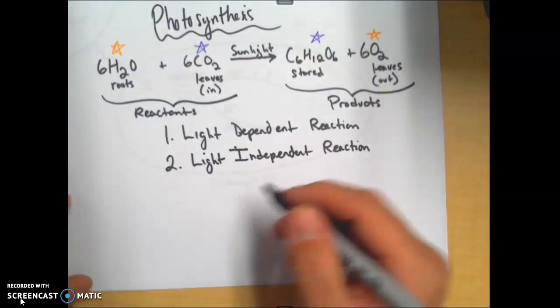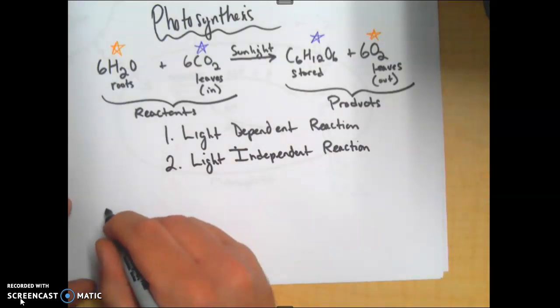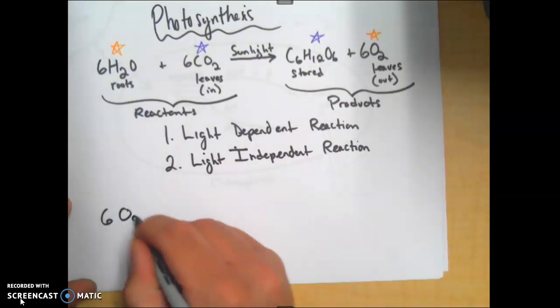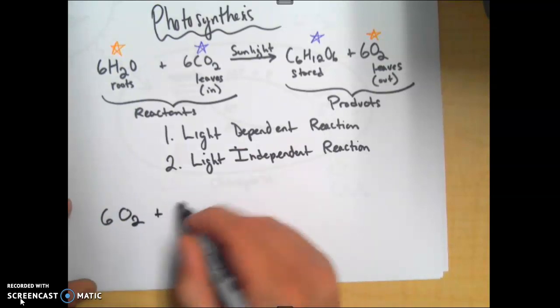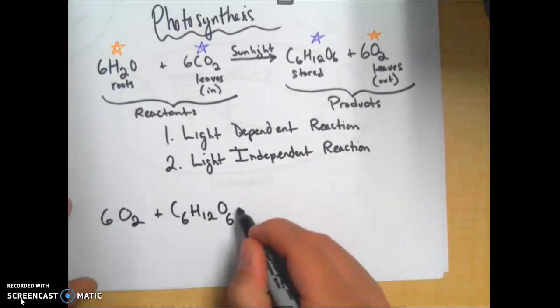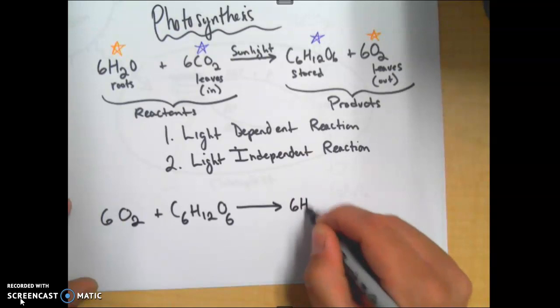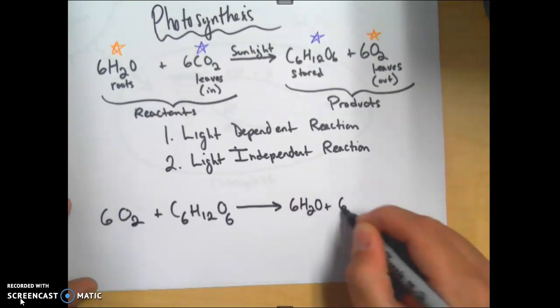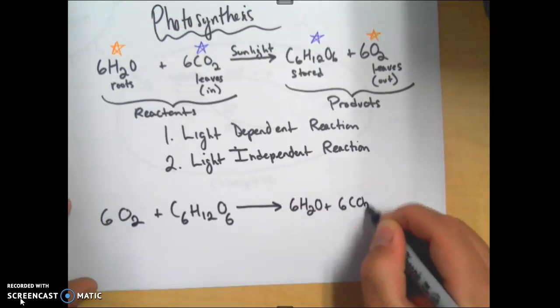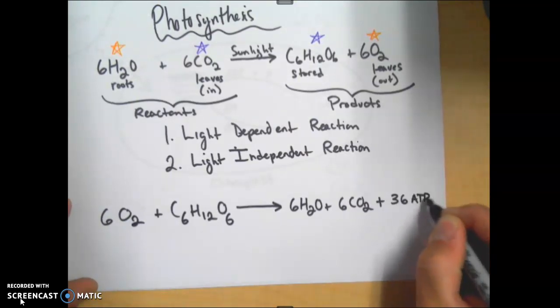So if we look at aerobic cellular respiration real quick, we know it is going to be 6O2, that's what we breathe in, plus C6H12O6, and that is going to yield 6H2O and 6 carbon dioxides and our energy molecule, 36 ATP.